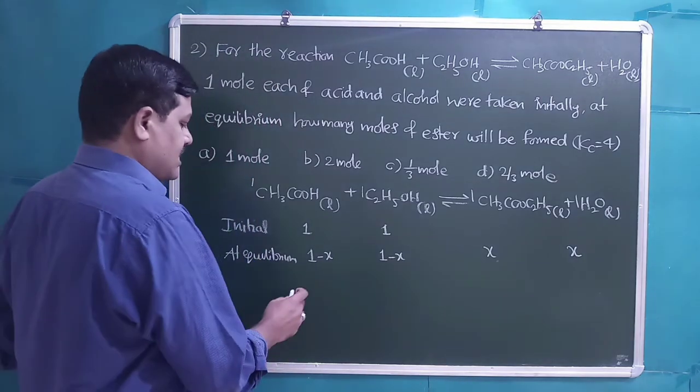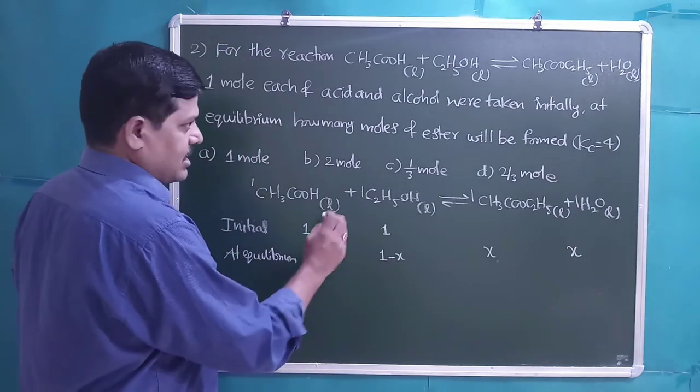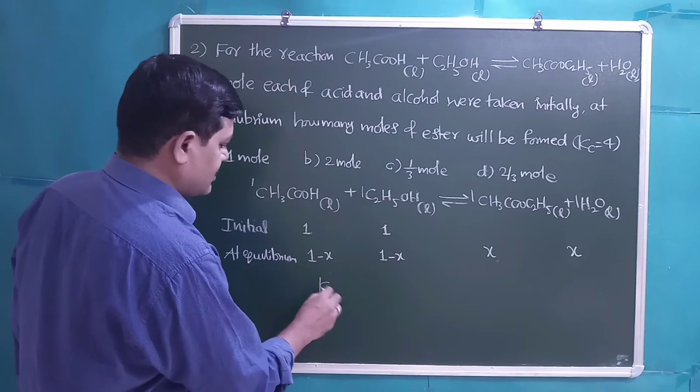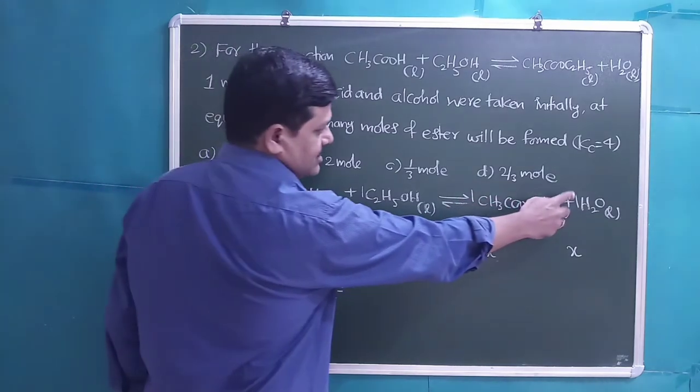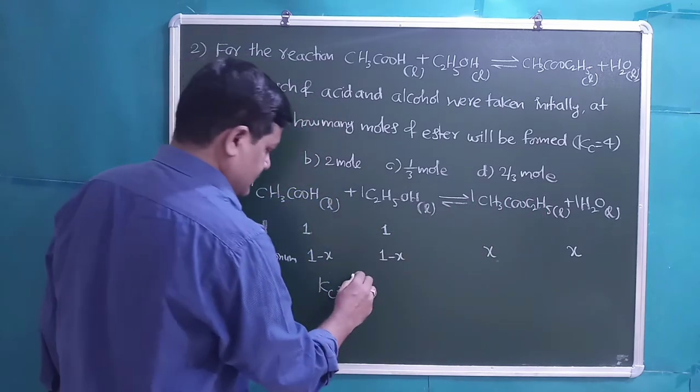Let us write the equilibrium constant expression. Kc is equal to the product of active masses of the products raised to their stoichiometric coefficients.